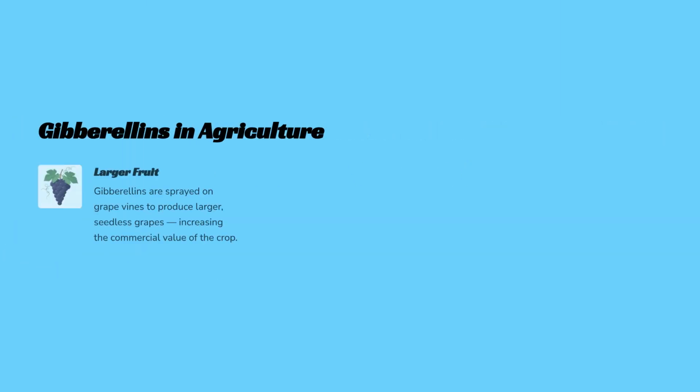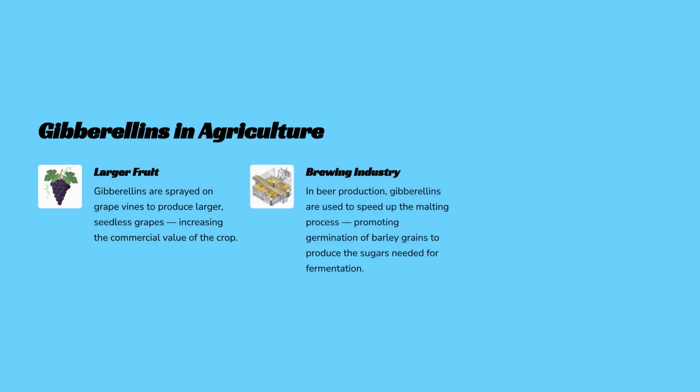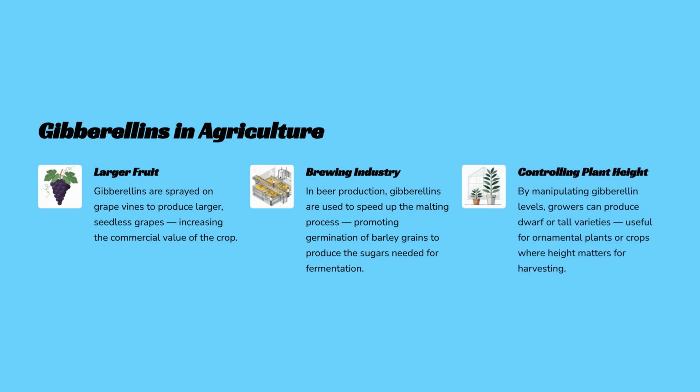In agriculture, gibberellins are used to produce larger seedless grapes. They are also used in the brewing industry to speed up barley germination for malting and to control plant height for different crop requirements.